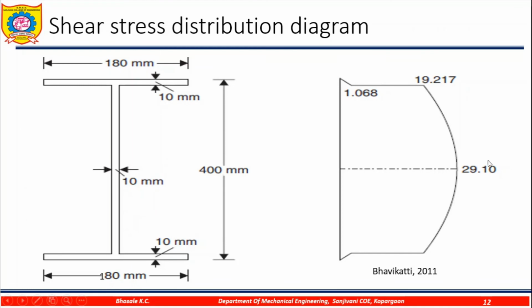Then we have to draw the shear stress distribution diagram. At the top it is 0, then at this portion it is 1.068, at the junction it is 19, and at the neutral axis it is 29.10. Then the diagram is symmetrical because it is a symmetrical I section. So in this way we can complete the shear stress distribution diagram.